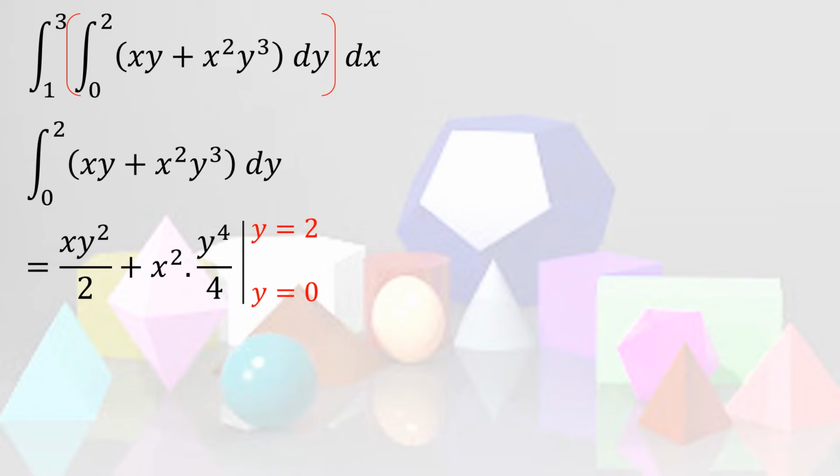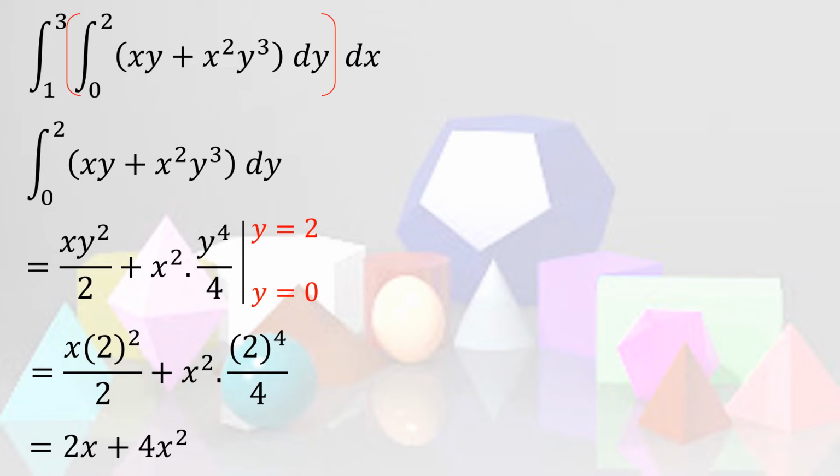Why I am writing y equals 0 and y equals 2 is in order for you not to be confused in which variable you need to substitute. So concentrate on your y. So we will have x times 2 squared over 2 plus x squared times 2 to the fourth over 4. Simplifying further, we shall have 2x plus 4x squared.